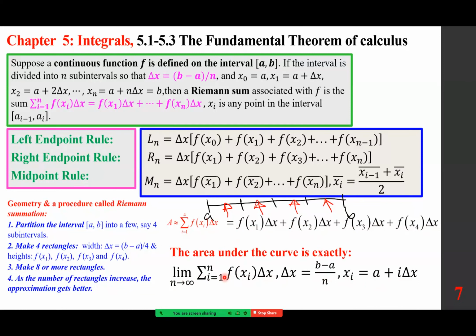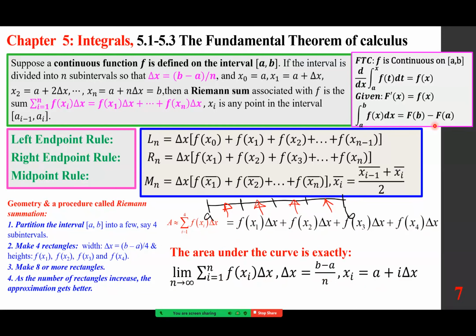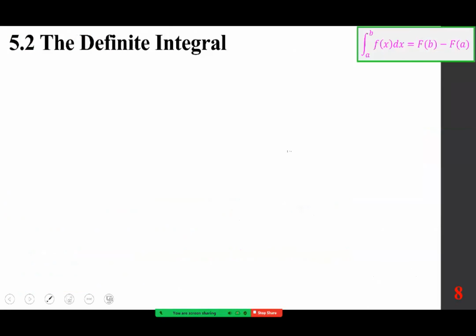Now, this is the FTC, and we are going to discuss that further shortly. The first one says the derivative of the integral is the function itself. And the second one says if you want to evaluate this from a to b, you find any antiderivative and evaluate it at the endpoints. I'm going to discuss that later. What I want to do is explain what this is, what it means. First of all, the terminology: the definite integral represents a number.